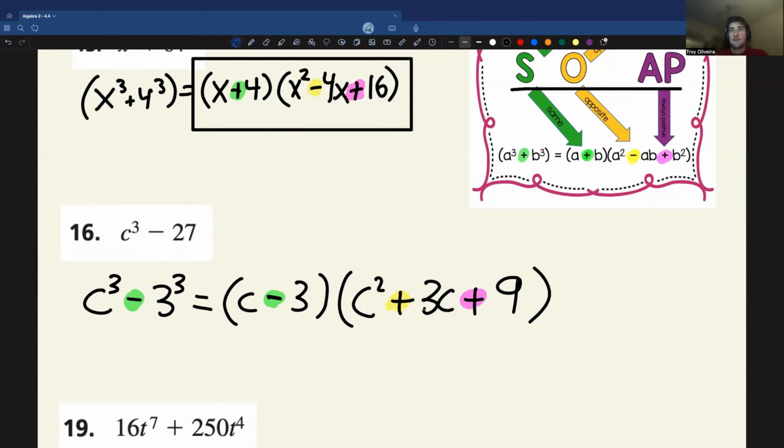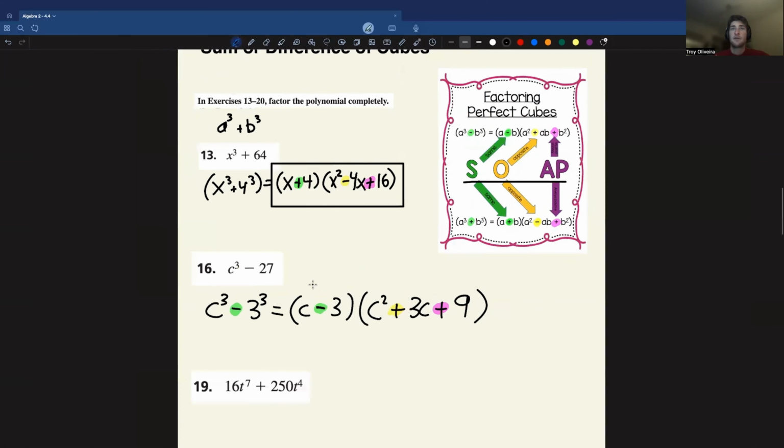Now we can check if this is factorable. 9 and 3, it's not, because the only factors of 9 are 3 and 3, so that's not going to work. So we're done there. Okay.